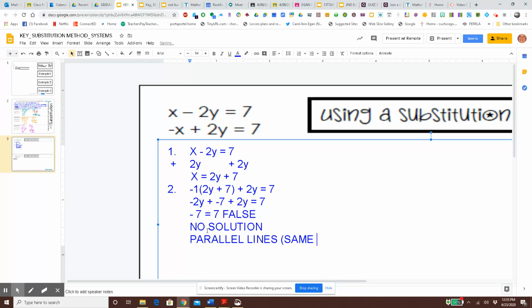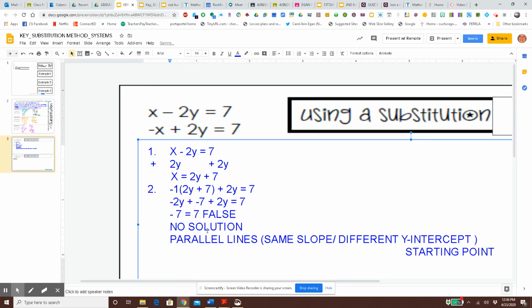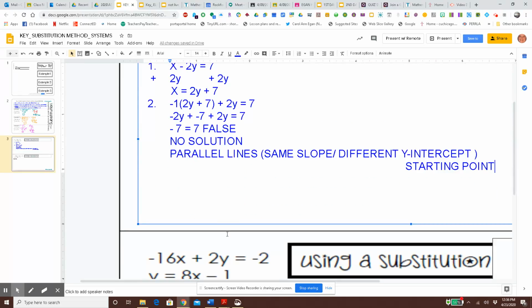Why? Same slope, different starting point, or y-intercept. That's what it looked like on a graphing situation. And here we can see our variable terms get knocked out or eliminated, and we're left with just negative 7 equal to 7.